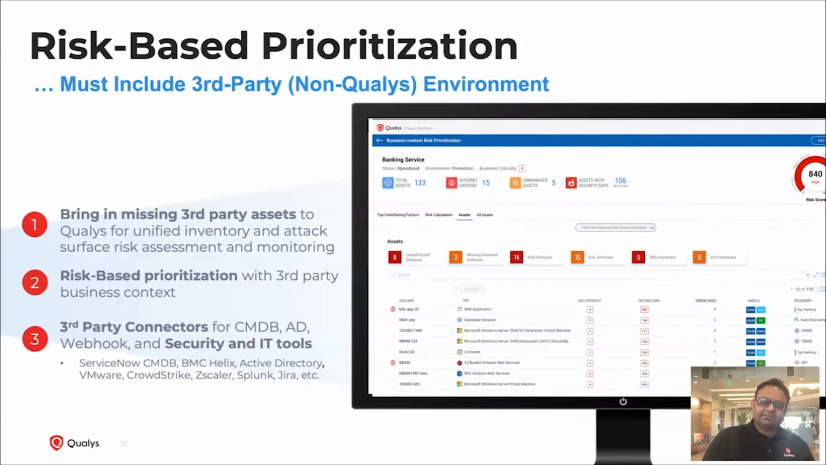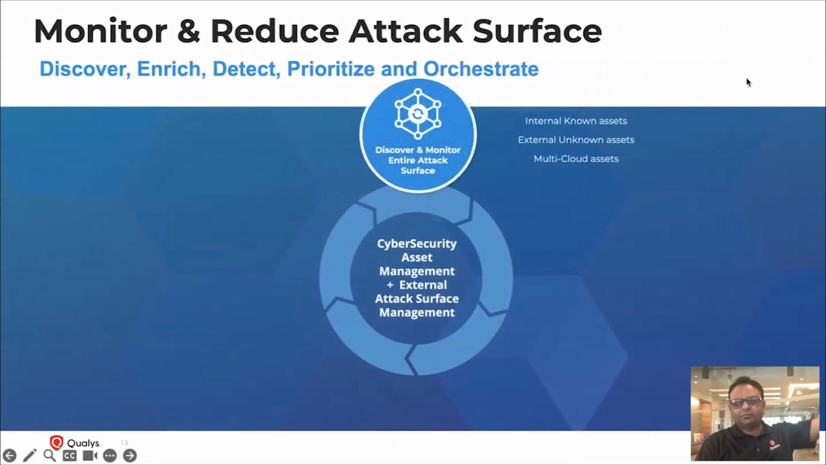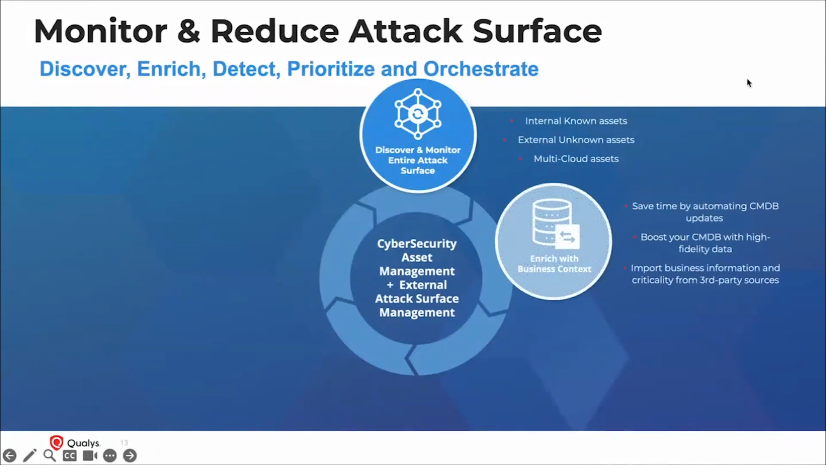And we have connectors such as the ServiceNow CMDB, BMC Helix, Active Directory, VMware, CrowdStrike, Zscaler, Splunk. So now with that, you are getting your internal known, external unknown, plus third party via API, everything in one place, the entire attack surface, and you can elevate a risk based program as a whole to the next level, right? So as a quick summary, our attack surface solution helps you find your known, unknown, cloud, on prem, internet facing, third party assets.